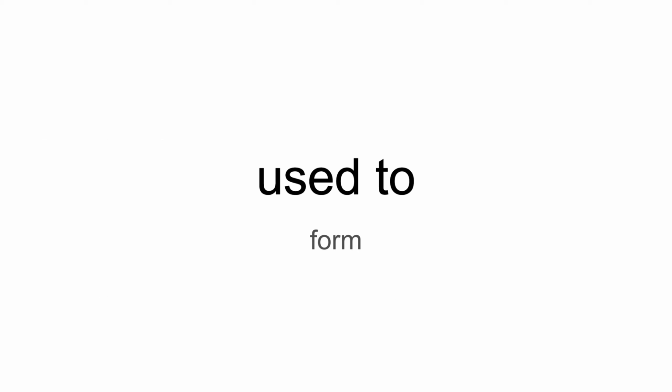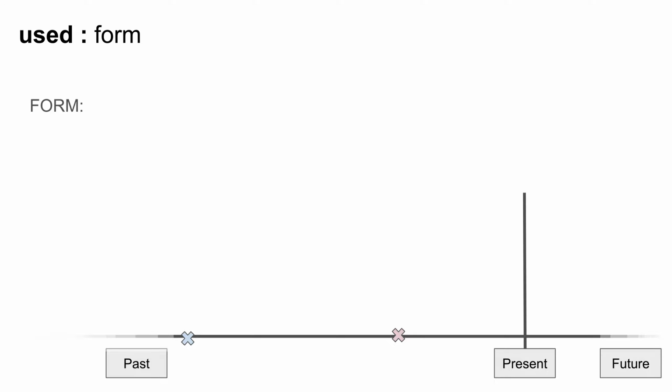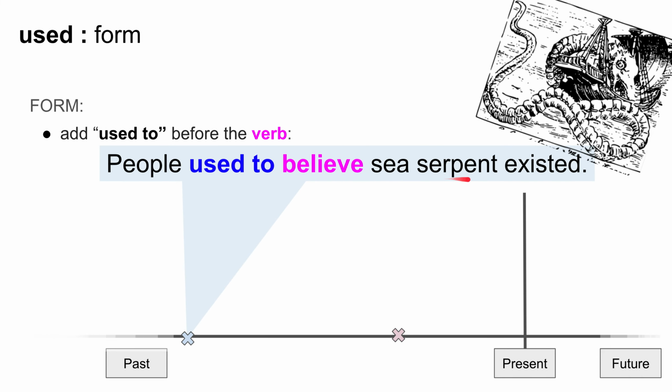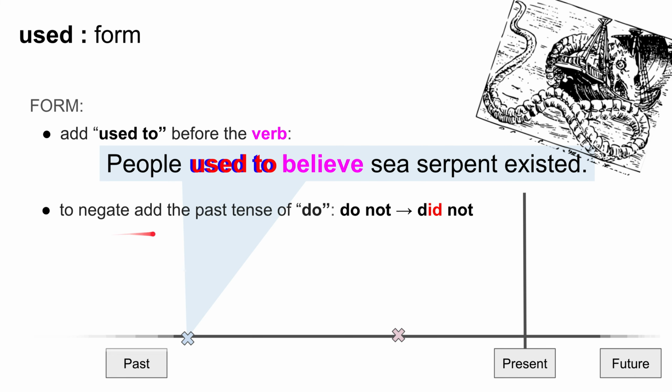Okay, moving forward now, let's look at the form of used to. Okay, so add used to before the verb. So, for example, people used to believe sea serpents existed. Okay, we have used to right before the verb. Okay, right there. The second, to negate, we add the past tense of do.